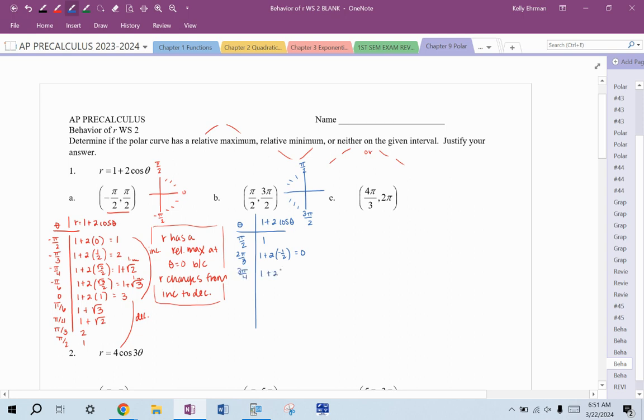1 plus 2 times negative radical 2 over 2 is 1 minus radical 2. That's something negative, right? Because this is 1 minus 1 point something, so it'll be like negative 0 point something. And 5 pi over 6, same idea. 1 plus 2 times negative radical 3 over 2. So that'll be 1 minus radical 3.